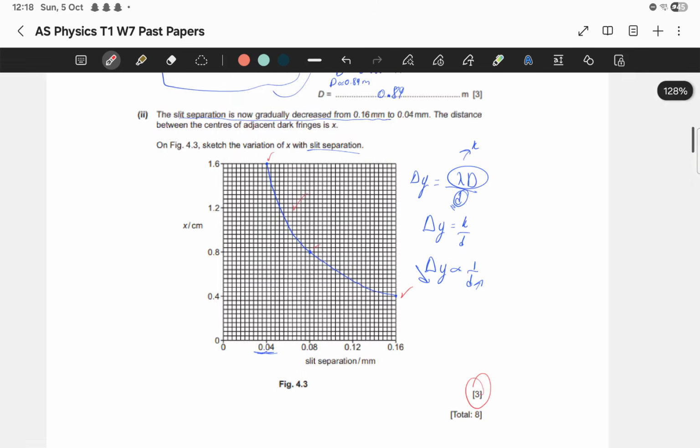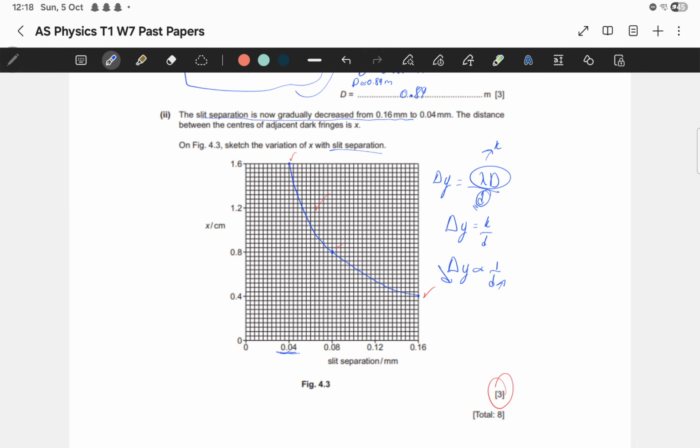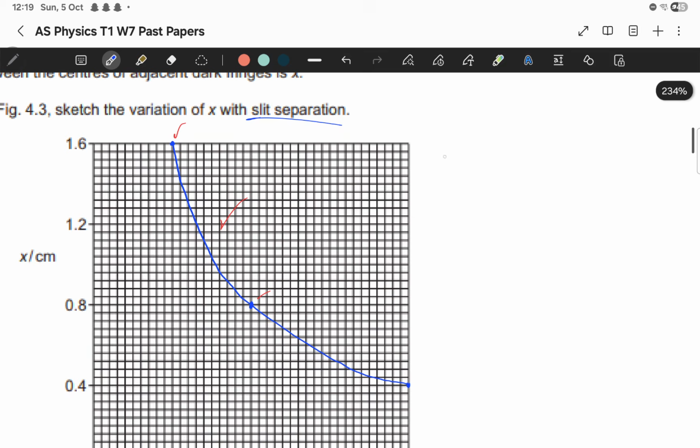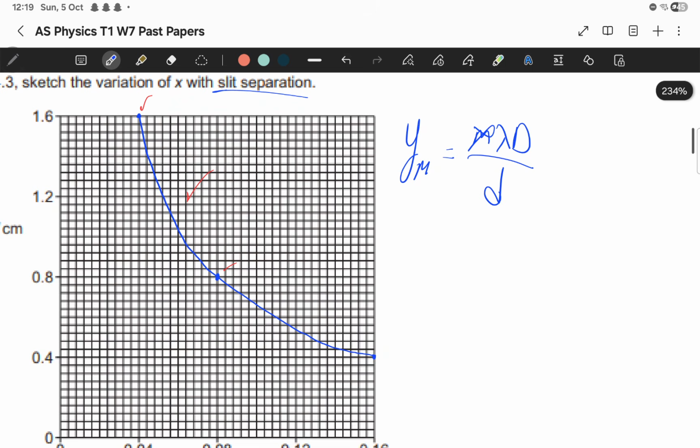Now, as I said, I will do it using the other way. So if you did not understand this method, which is totally fine, this is a bit annoying for some people and some people won't get it. What you can do instead is you can just keep plugging in values. So remember, y_m is going to be mλD over d, right? Now, for simplest cases, we're going to take m as 1. So again, it's going to be delta y. Realistically, this is actually delta y, right?